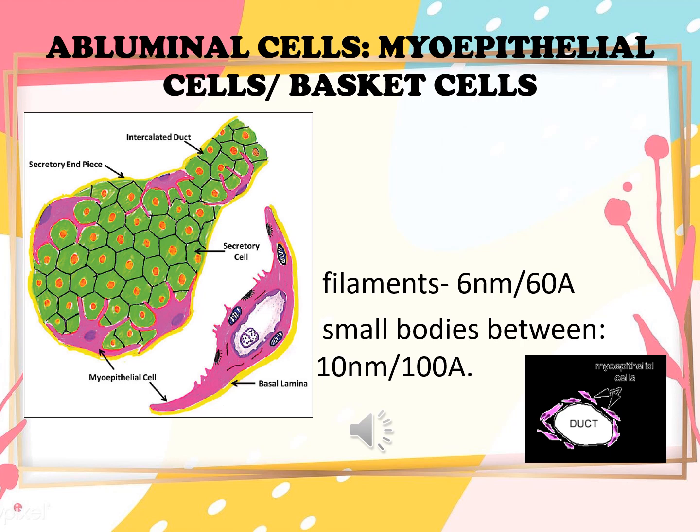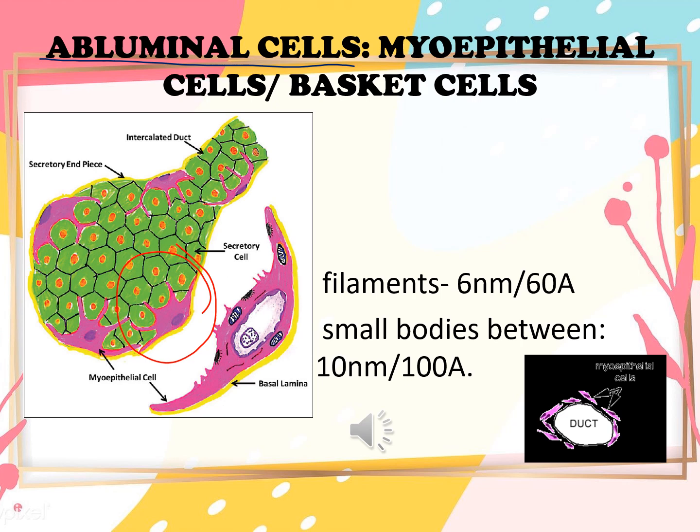Now coming to abluminal cells, we study the myoepithelial cells or the basket cells. The myoepithelial cells are primarily epithelial in origin, but they have some smooth muscle activity detected in them. That is why they are called myoepithelial cells. They are also called basket cells because it looks as if they are holding some SNR cells inside them, like how a basket holds fruits. That is why they are called basket cells also.